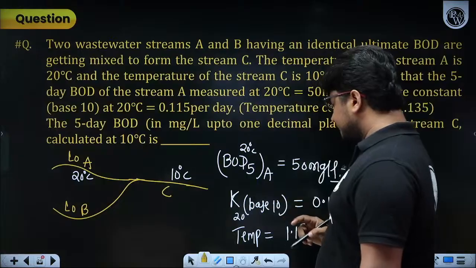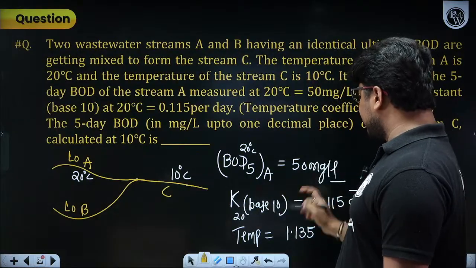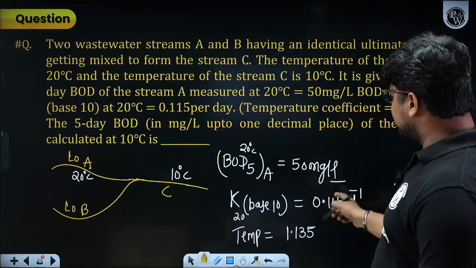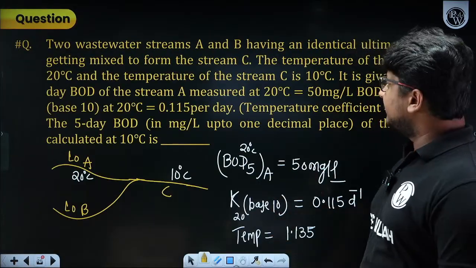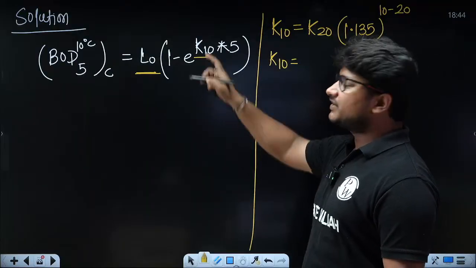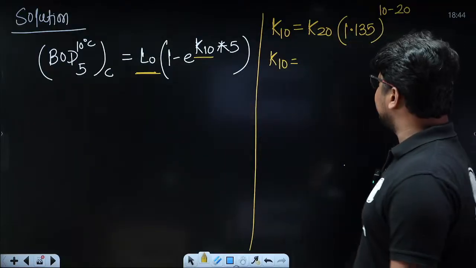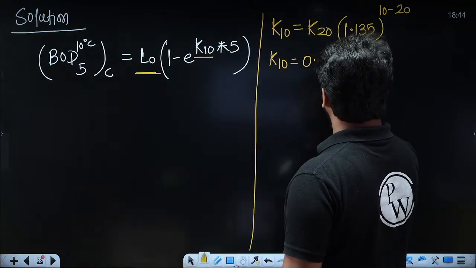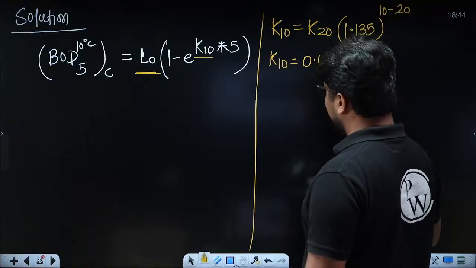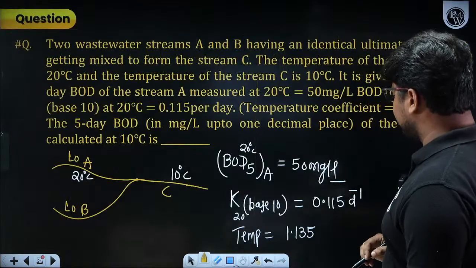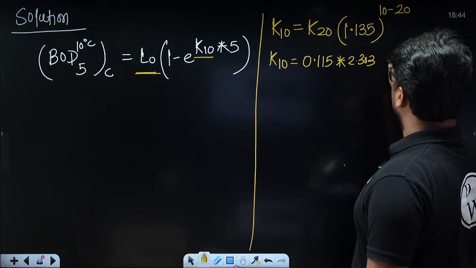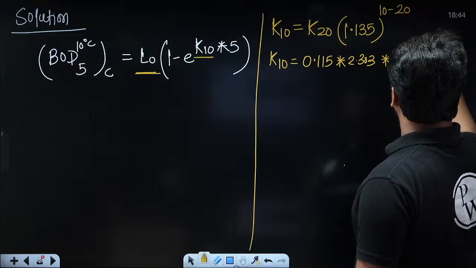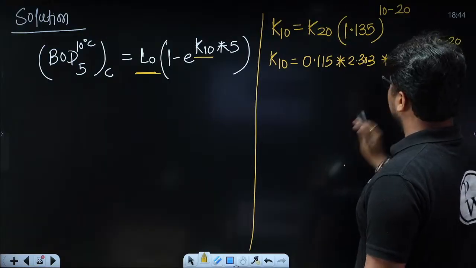Now K20. K20 is already given to you as 0.115. But the issue is that they have given it as base 10, and the formula we are using is e to the power something. That means I'm using base e. So I have to multiply this value 0.115 with 2.303 to convert it into base e. Now, if you have converted this value, then multiply with 1.135 to the power 10 minus 20.